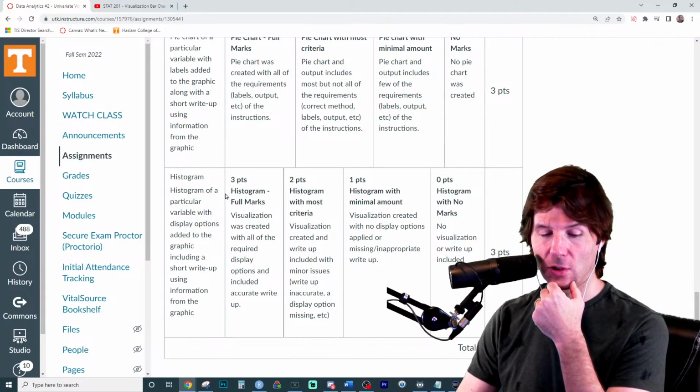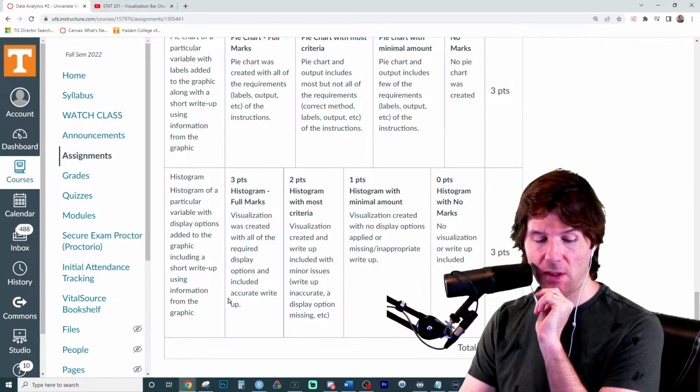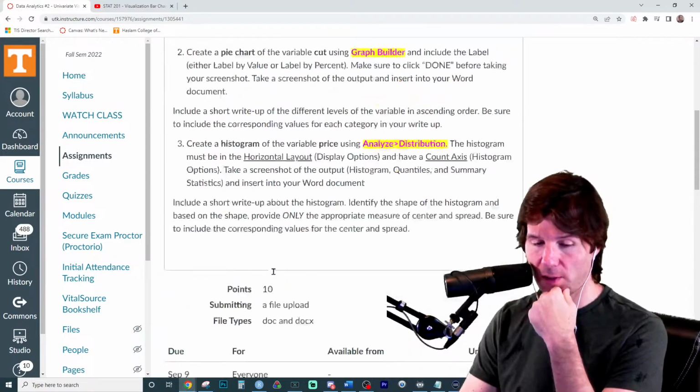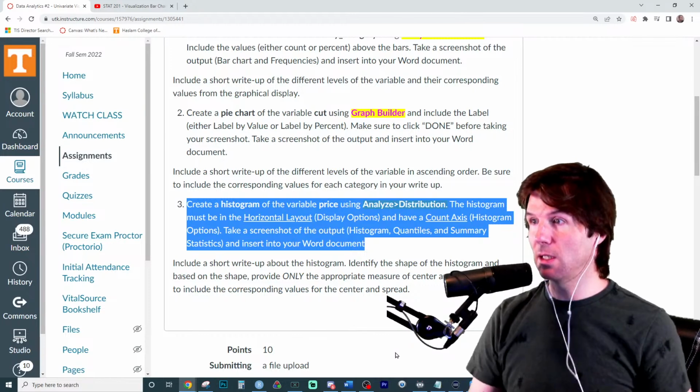Look at the histogram right here. Histogram of a particular variable with the display options added to the graphic. Include a short write-up using the information from the graphic. Visualization was created and includes the short write-up, the accurate write-up. So let's look at the histogram right here. Histogram of price.